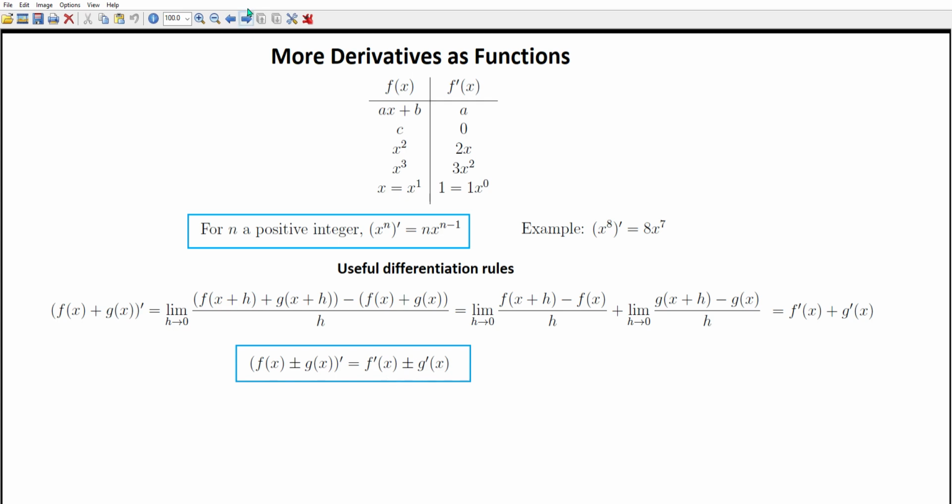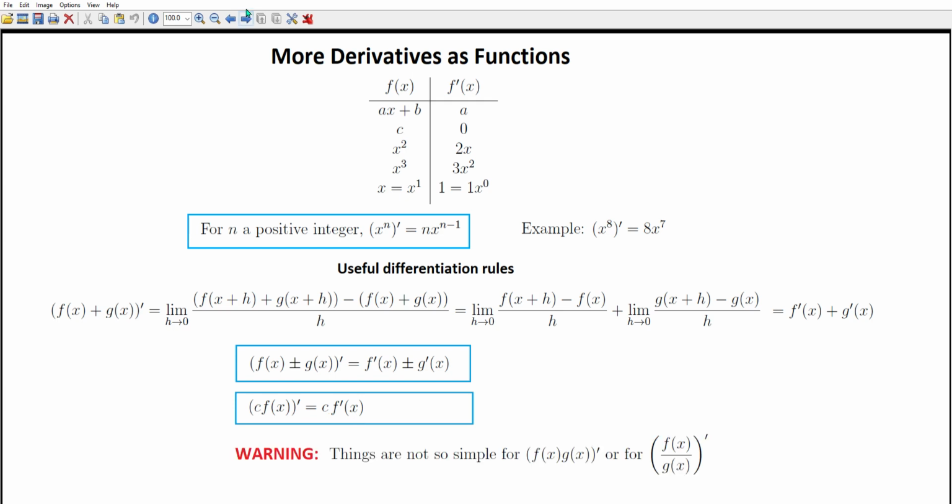We could do the same sort of calculation for a constant times a function, and what turns out to be true is the derivative of a constant times the function is that constant times the derivative of the function. One warning: things are not nearly as simple for products of functions or quotients of functions. These we're not covering at this point because they're much more complicated.